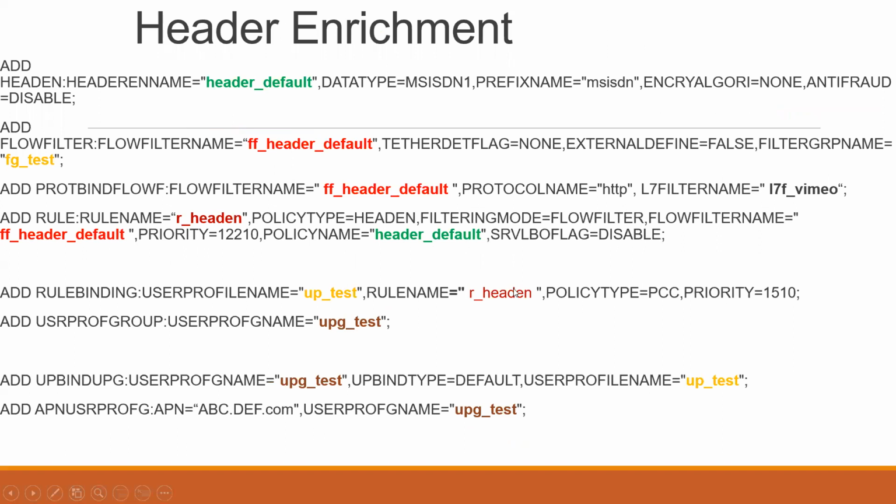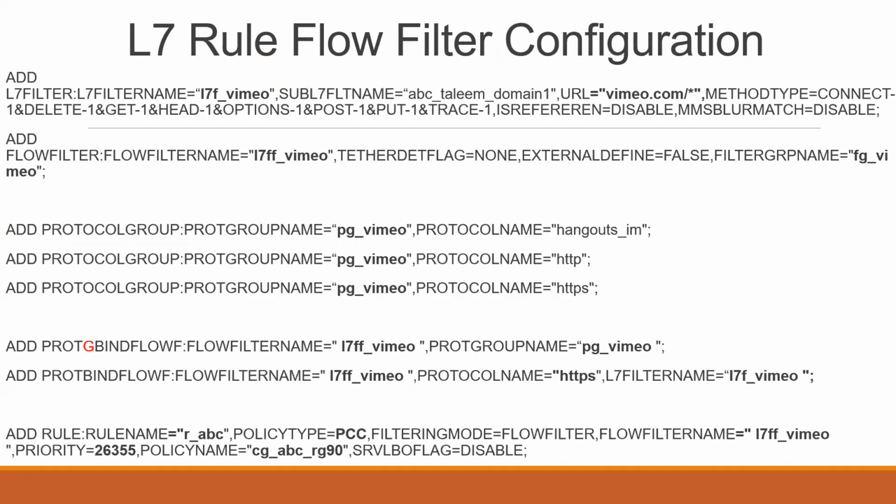And it also contains a header enrichment policy, which indicates that any incoming packet will be appended with the MSISDN that is bringing in that packet. And then that is going to be served to that specific IP address or the specific URL. So this is how the configuration of header enrichment is done.